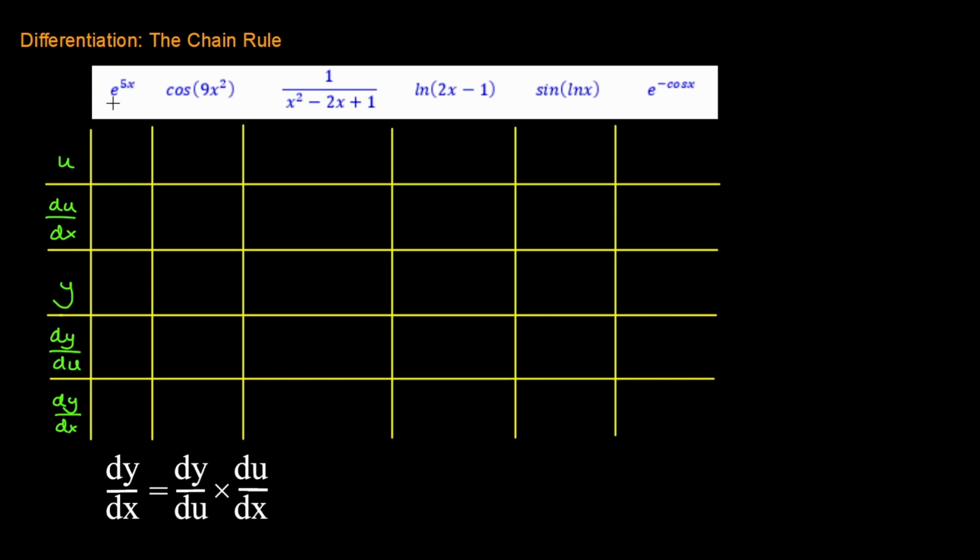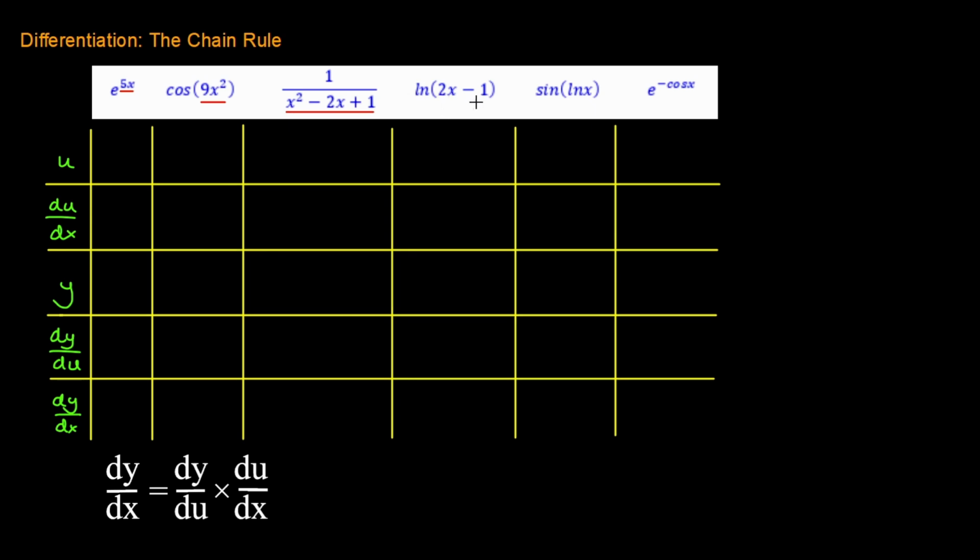e to the 5x, well, we know the differential of e to the x to be e to the x, so the inner function in this case is the 5x. We know the differential of cos x from first principles as being negative sine x. So 9x squared is the inner function. We would know the differential of 1 over x, but we don't know the differential of 1 over x squared minus 2x plus 1. So this is the inner function that we're going to be calling u.